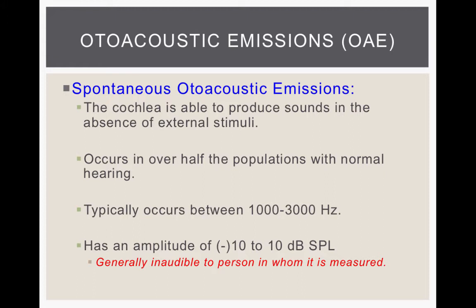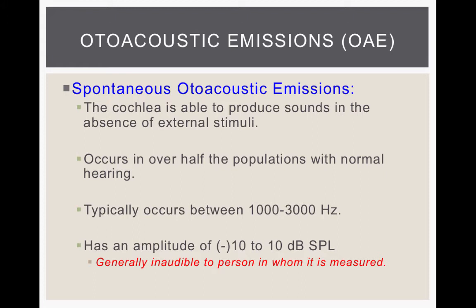The first type are spontaneous otoacoustic emissions. Almost 70% of the population with normal hearing just have these very, very soft sounds that come out of your ears. And when I say normal hearing, I mean a healthy cochlea. Now, they are very, very soft sounds, negative 10 decibels to 10 dB SPL. So it's not like you can sit quietly and listen to them. You can't hear them. They're really soft. You need a really sensitive microphone to record these sounds.